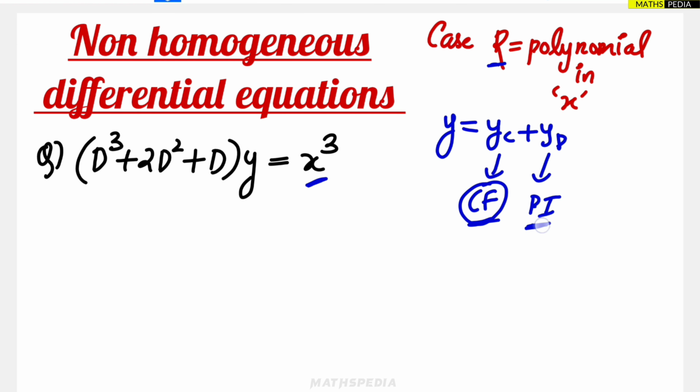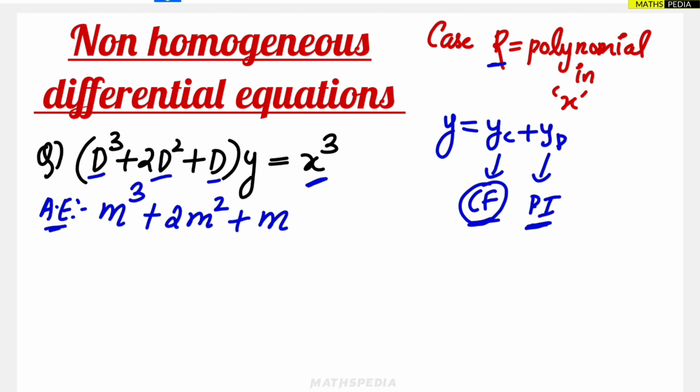So for this particular non-homogeneous differential equation we have to learn how to find CF. That is the first thing, right? CF can be found by using the auxiliary equation and finding the roots. So first we will form the auxiliary equation. Since the question is directly given in D form, you can directly write D as M. Auxiliary equation means write D as M. So M cube plus 2M square plus M, right, equal to what?